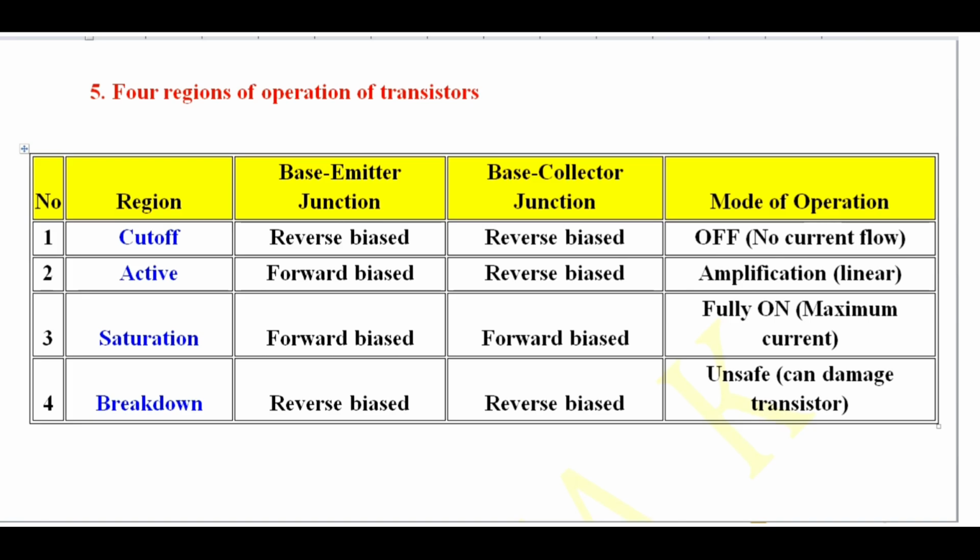In short, breakdown region is a danger zone because too much voltage causes uncontrolled current and the transistor can burn out.